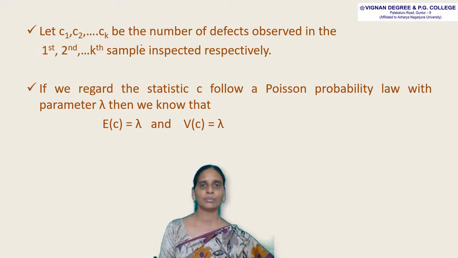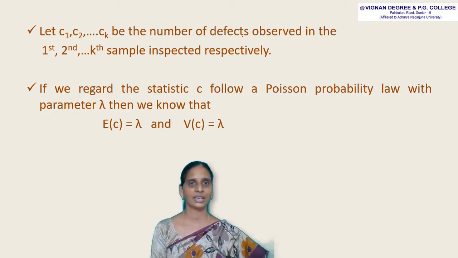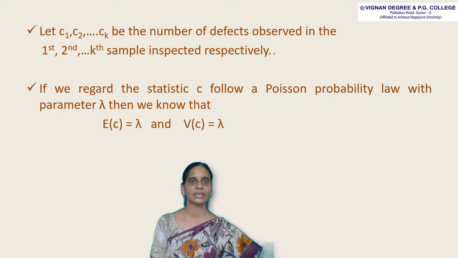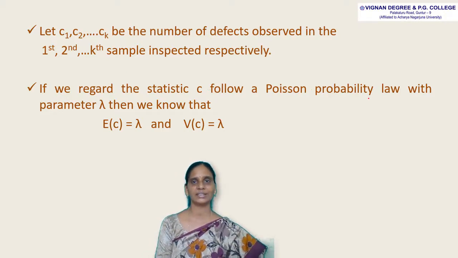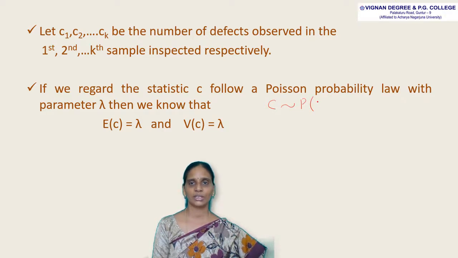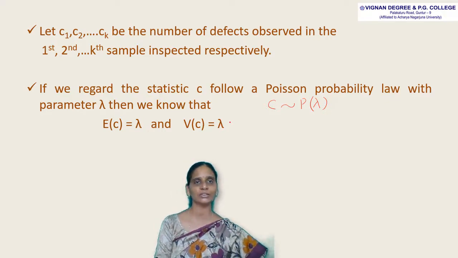Here we are denoting the number of defects. So those are C1, C2 and Ck. So these are the number of defects observed in the k samples inspected respectively. If we regard the statistic C follows Poisson probability law with the parameter lambda, so that means C follows Poisson distribution with parameter lambda, then we know that the mean and the variance values are equal. So then expectation of C is equal to lambda and variance of C is equal to lambda.